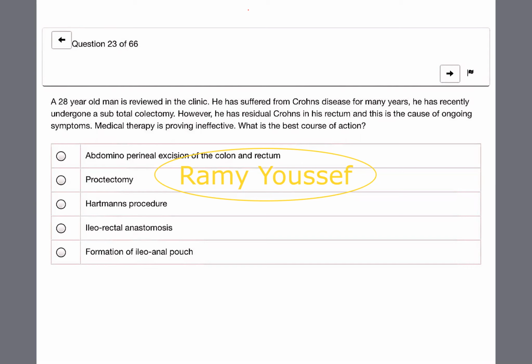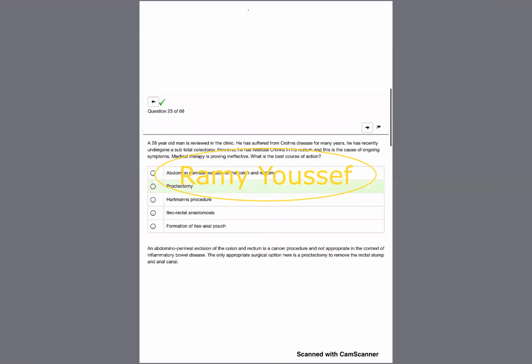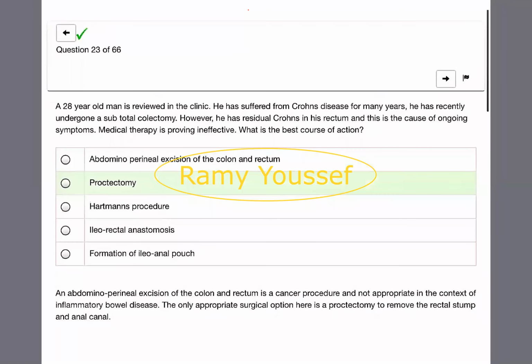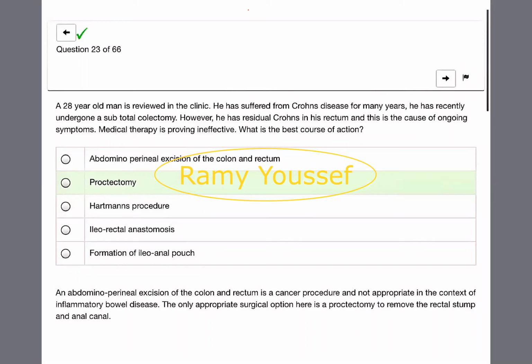My answer was maybe proctectomy because it is a remnant of the disease in the rectum. Okay, the patient has already recently undergone a subtotal colectomy, and now he has some small residual Crohn's disease in the rectum. So the patient would go for proctectomy, yes. For Crohn's disease, it is very common to do segmental resection of the affected part. But in ulcerative colitis, the most common is proctocolectomy, because all the mucosa of the colon is susceptible, and doing segmental resection is not a common practice in ulcerative colitis. So here you'll go for proctectomy. Yes, exactly.